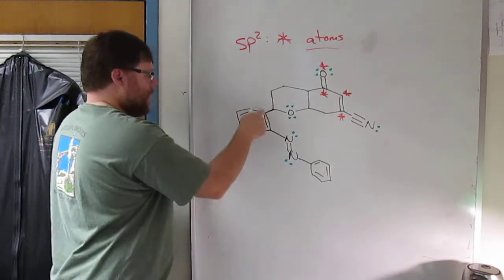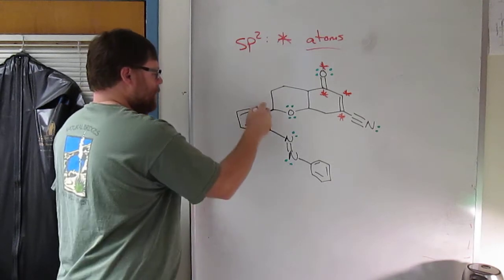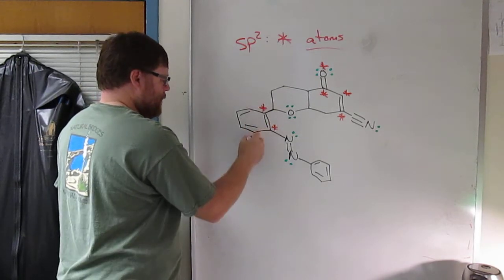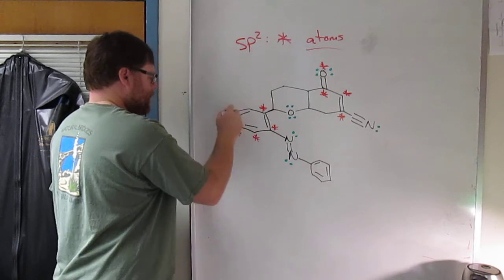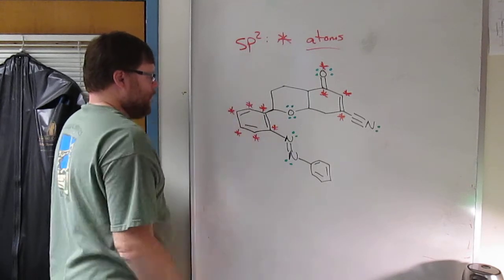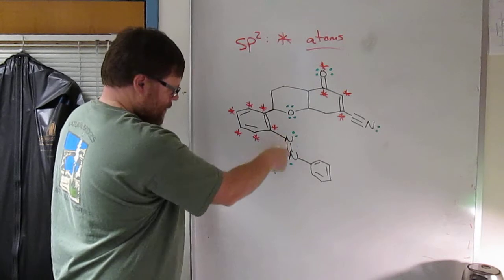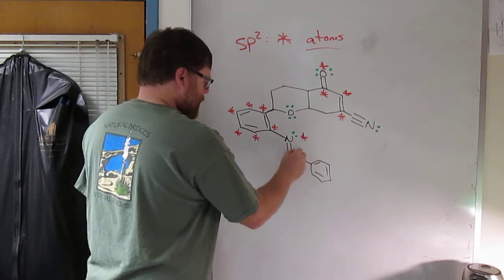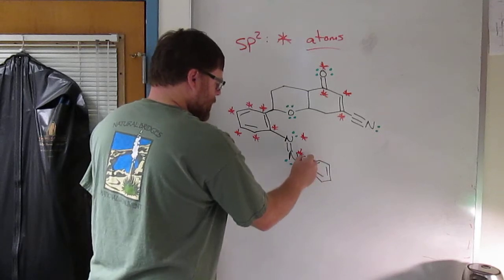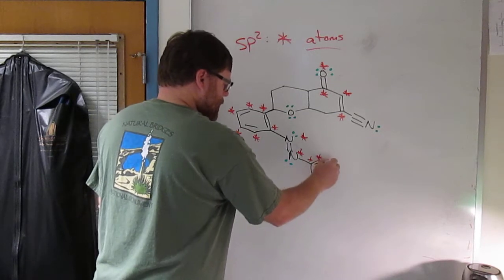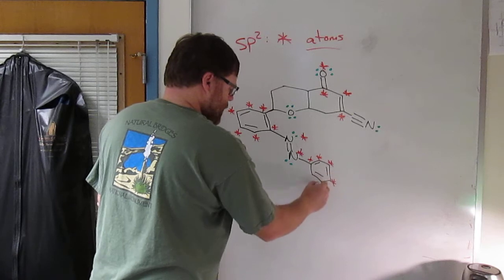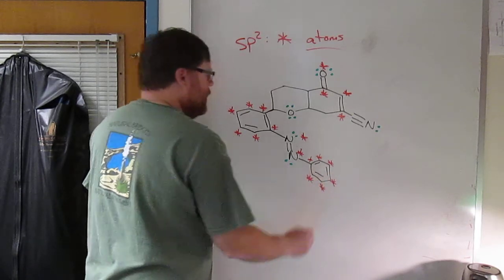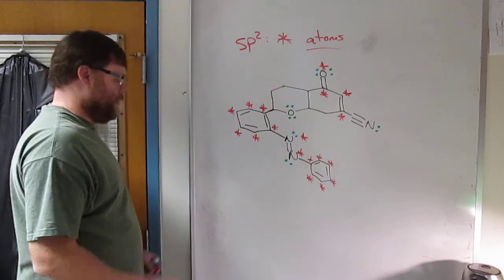In this 6-membered ring, each atom has a single double bond. They're all sp2. This nitrogen has 1 double bond. That nitrogen has 1 double bond. Again, in this benzene ring, all the carbons have 1 double bond, so they're all sp2. Did I miss any? I don't believe so.